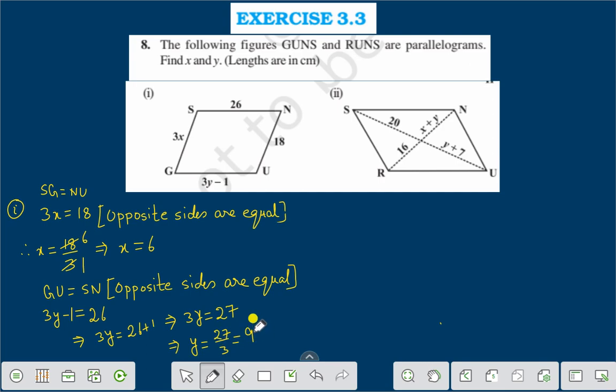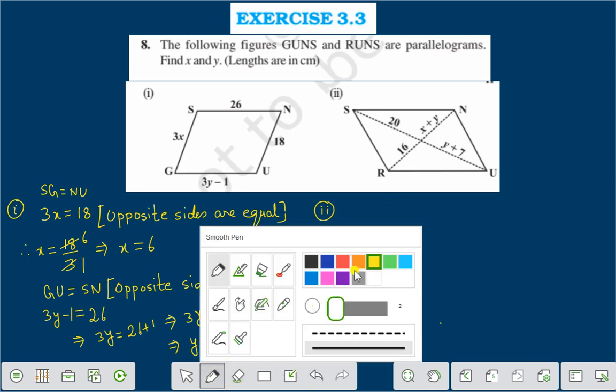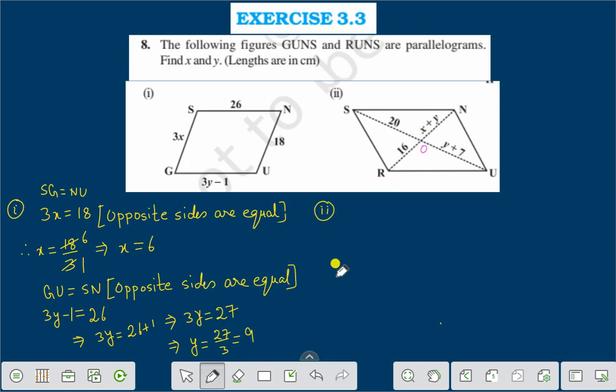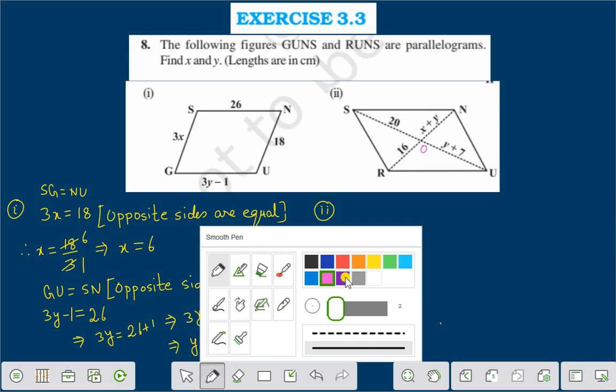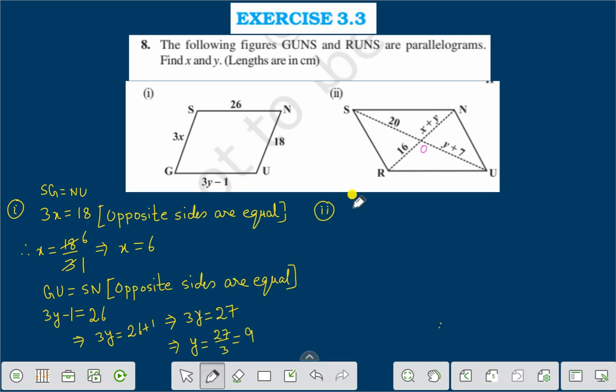Now, question number 2. This is the figure, right? Here you see, if we take a name here, suppose the middle point is O, right? Now, we know that in a parallelogram, the diagonals bisect each other.